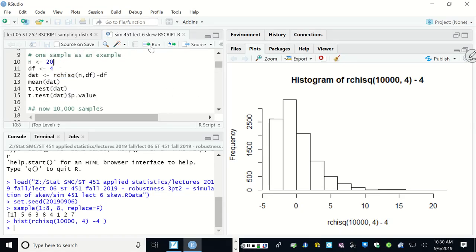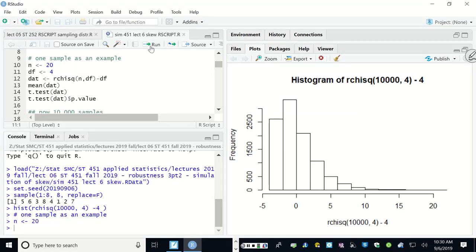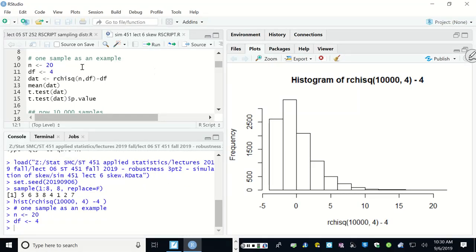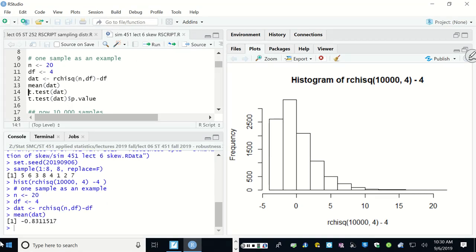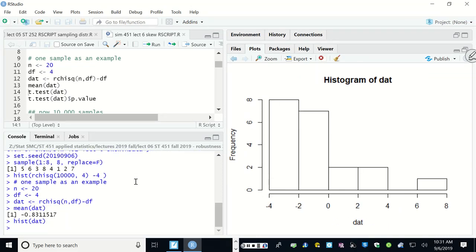So let's take one sample as an example. Let's say I'm going to take 20. I'm going to use degrees of freedom 4, which impacts the shape there. And my data is random chi-square. I'm going to subtract that degrees of freedom of 4, and that's going to make it centered at 0 on average. And the mean is negative 0.83. We can do our histogram of our actual little data set here. This is our little data set for 20 observations. The average is a little bit lower.